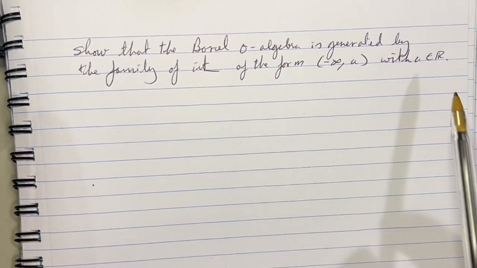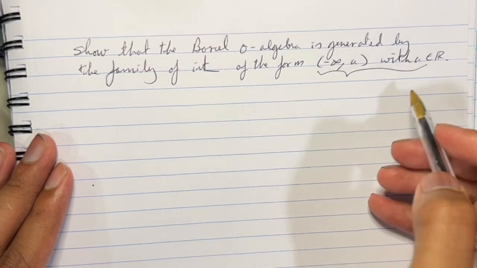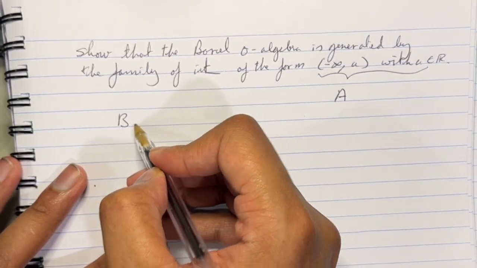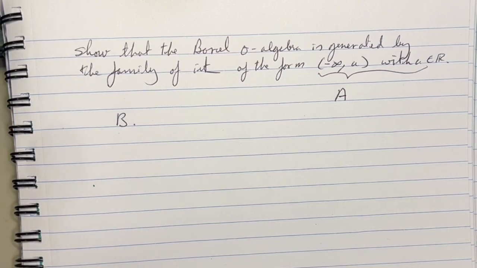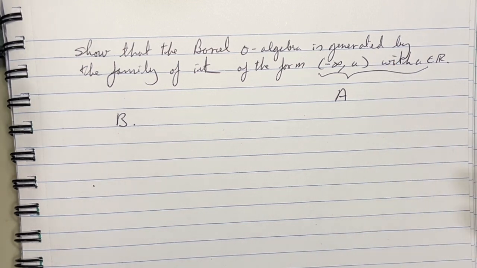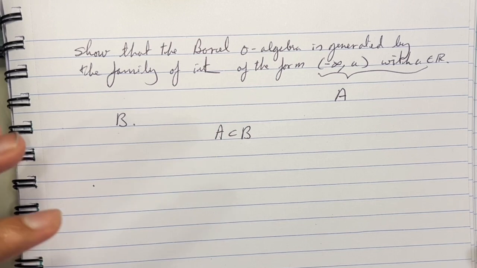Let's call the sigma algebra generated by these sets A, and let's call the Borel sigma algebra B. Because the Borel sigma algebra is generated by all the open sets, and all the sets in A are open, clearly A is inside the Borel sigma algebra, right? Because the generators of A are a subset of the generators of B.